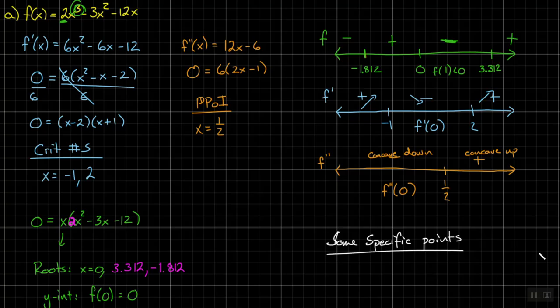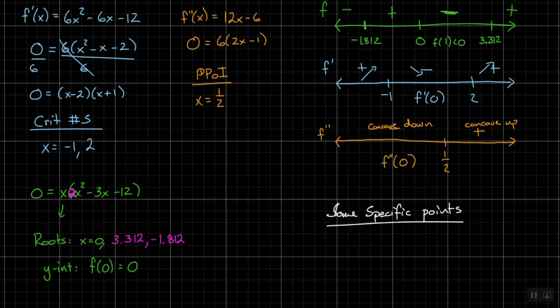Now, I'm going to write more than we have right here. Right off the bat, I know that I'm going to have the point (-1.812, 0). And I'm going to have the point (0, 0). And I'm going to have the point (3.312, 0). What are all these three numbers? Where did I get these? These are the roots that we found on that green number line for f. Okay, max.